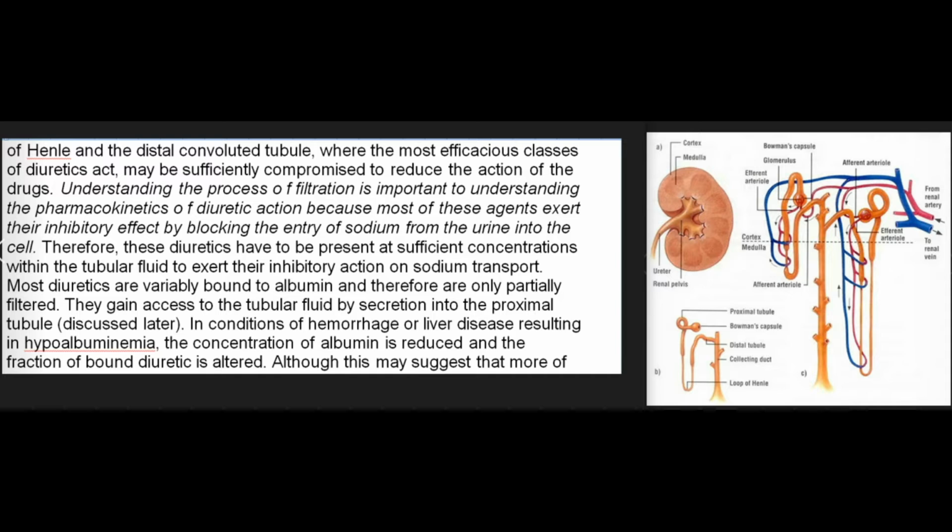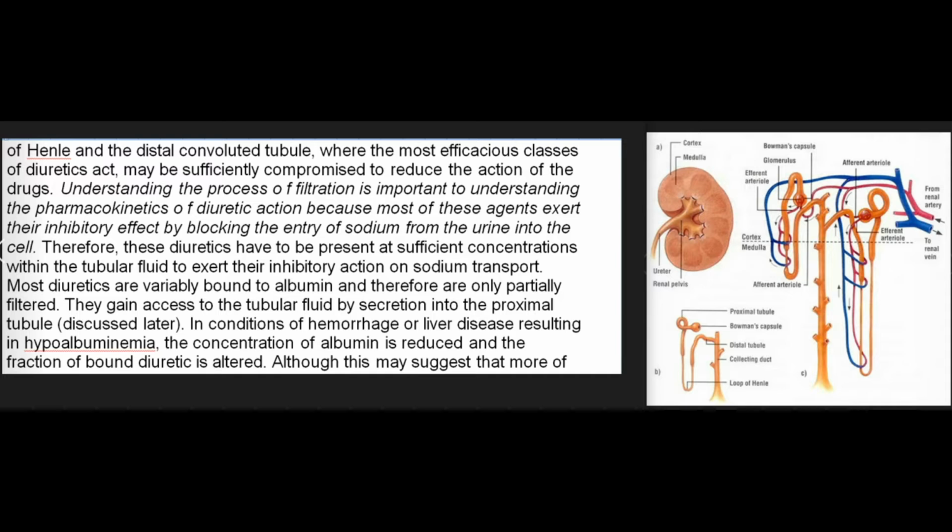Understanding the process of filtration is important to understanding the pharmacokinetics of diuretic action because most of these agents exert their inhibitory effect by blocking the entry of sodium from the urine into the cell. Therefore, these diuretics have to be present at sufficient concentrations within the tubular fluid to exert their inhibitory action on sodium transport. Most diuretics are variably bound to albumin and therefore are only partially filtered. They gain access to the tubular fluid by secretion into the proximal tubule, discussed later.